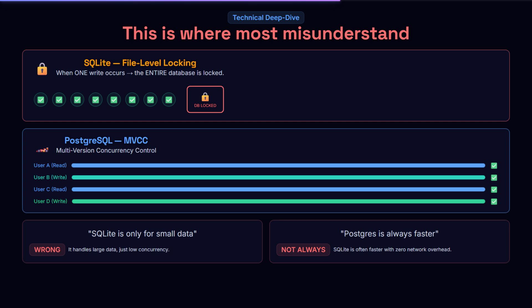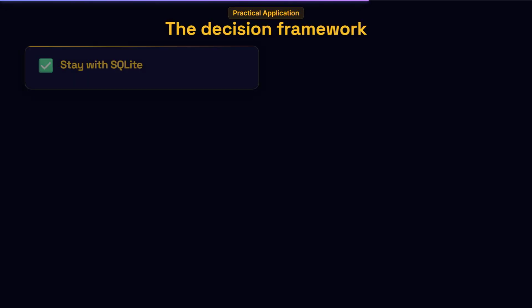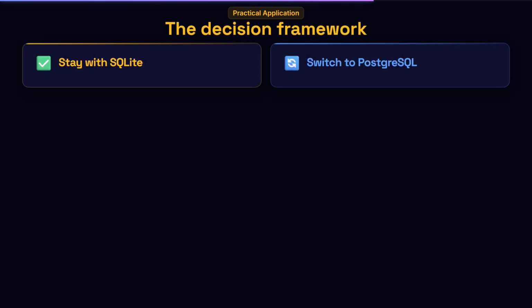Also, there is a common myth that SQLite is limited by data size, but SQLite is not limited by data size. It's limited by concurrent writes. That's the real issue. So when should you stay with SQLite? Stay if, in your application, there is low traffic, mostly reads, MVP state, single user or internal tools. In these cases, SQLite is faster and simpler.